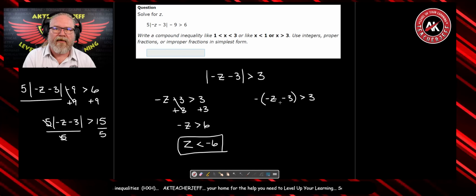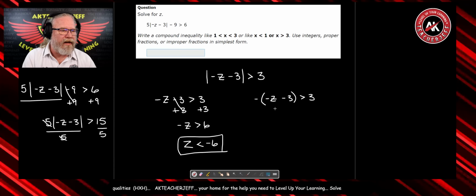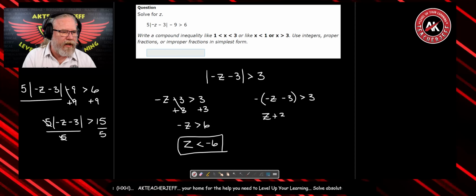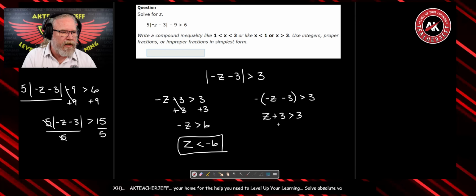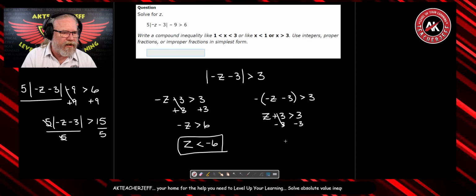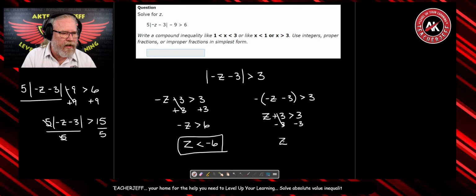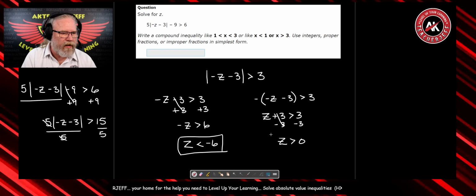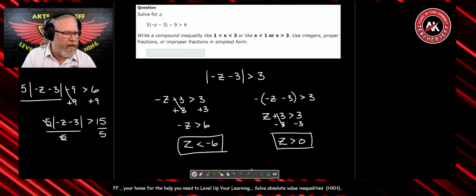And then the opposite of everything inside the parentheses. Negative z becomes positive z. Negative 3 becomes positive 3. Bring down the rest of it. Let's go ahead and subtract 3 from each side. Those cancel each other, and I get z greater than, and 3 minus 3 is 0. So there's my other solution there.